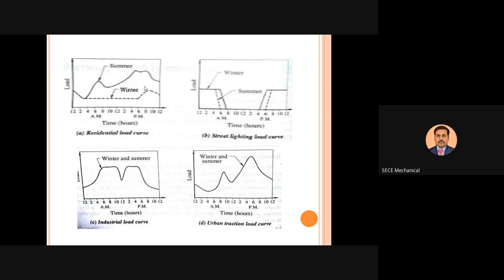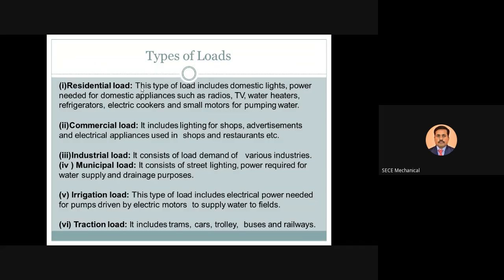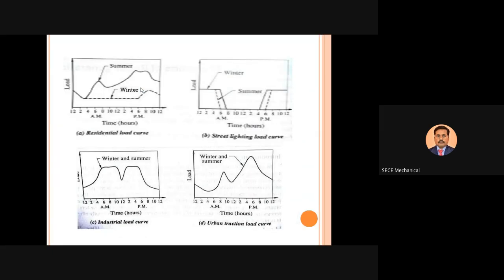There are different types of load curves: residential load, street lighting, urban traction, industrial. Based upon various applications, we can draw a load curve. We discussed six different types of load: residential, commercial, industrial, municipal, irrigation, and traction. Based upon that, we can draw different types of load curves. A residential load curve can be drawn. Similarly, commercial load curve, similarly industrial. Likewise, different types of load curves we can draw.